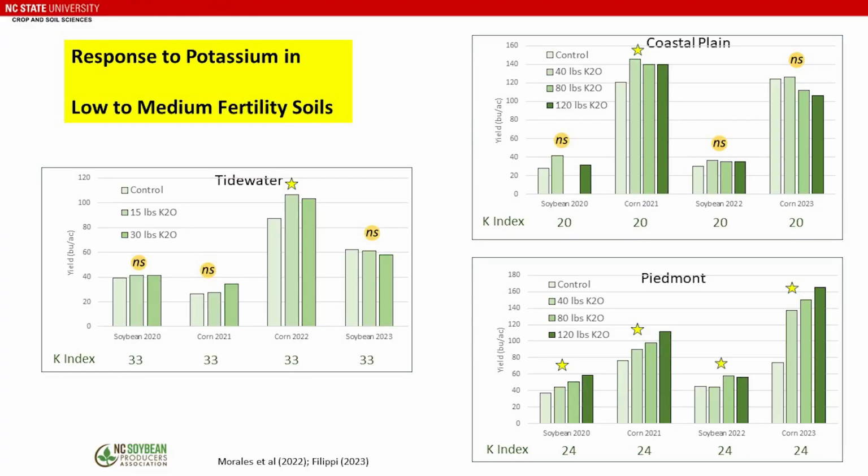For potassium, I will go faster. Rod is telling me that I don't have too much time.